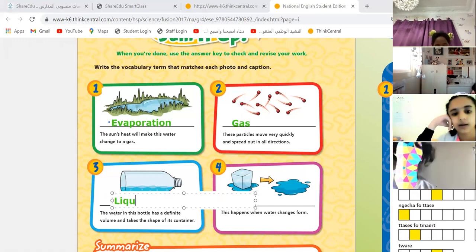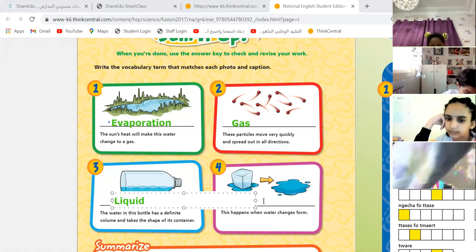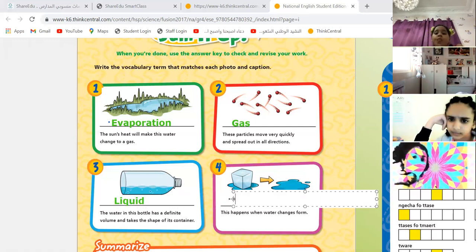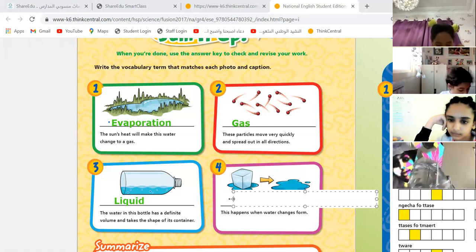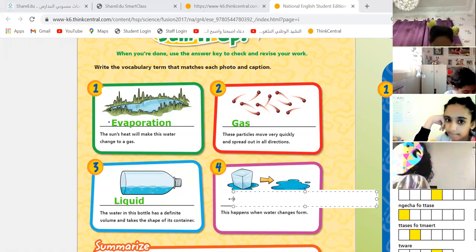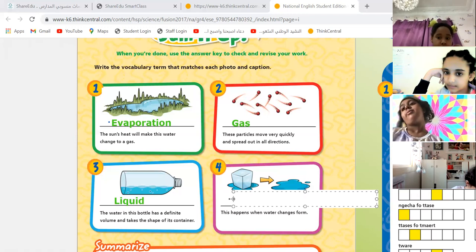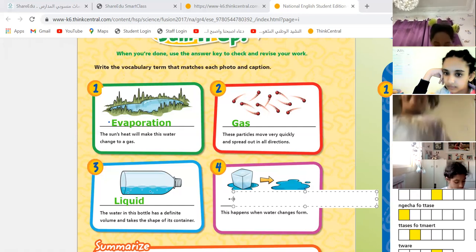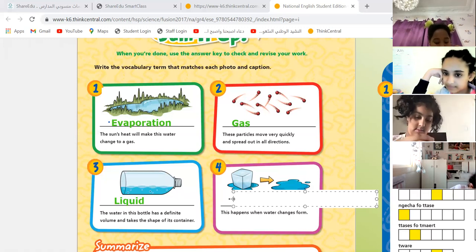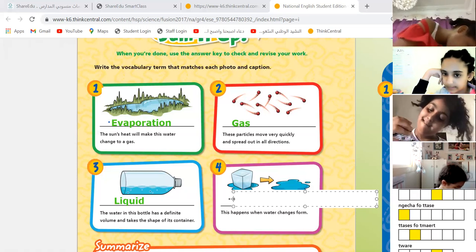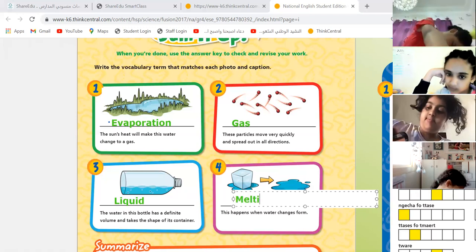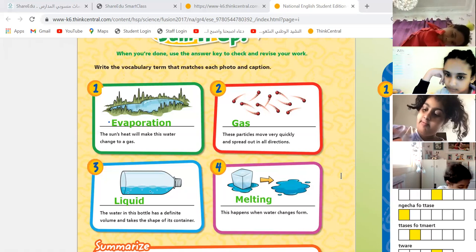Okay, Maria, I did not hear your voice today. Number four. Number four is change of state. This happens when water changes form. Okay. What is it? When solid changes to liquid, it turns into... Is it freezing, condensation, evaporation, melting, or what? It is melting. Excellent, melting. Very good, melting. Very nice.